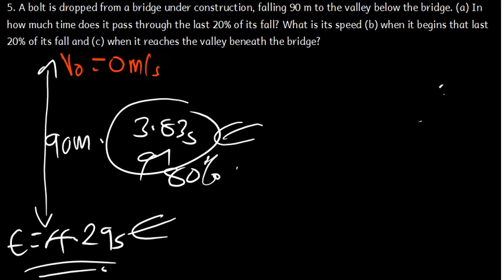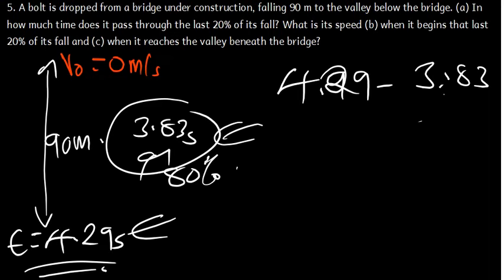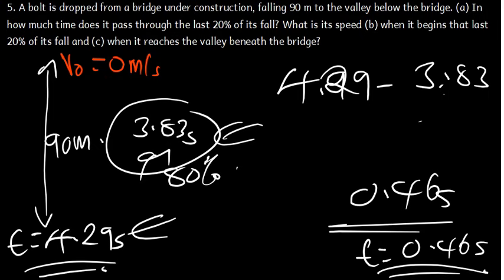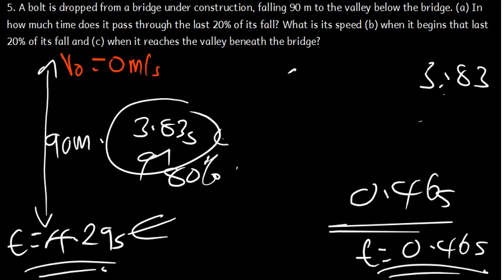Meaning that I need to say 4.29, which is 100%, minus 3.83, meaning that is going to be my 20%. So my 20% in this case is going to be 4.29 minus 3.83, which is going to be 0.46 seconds. So the time for the last 20% is going to be 0.46 seconds. Now they're saying that we need to find the velocity.